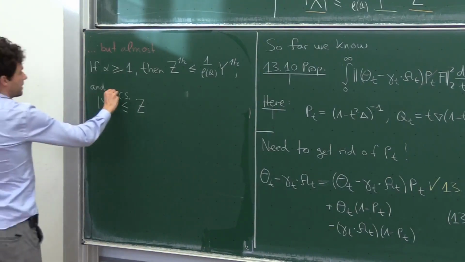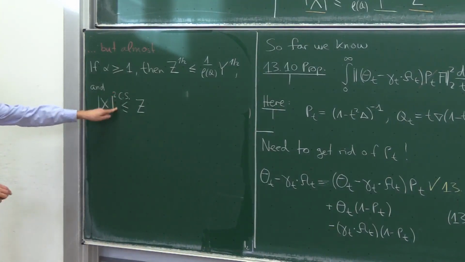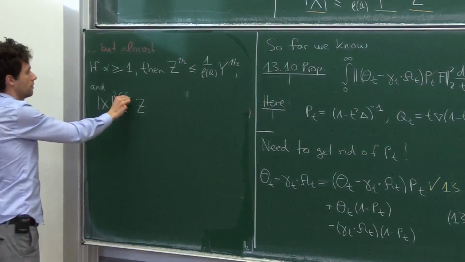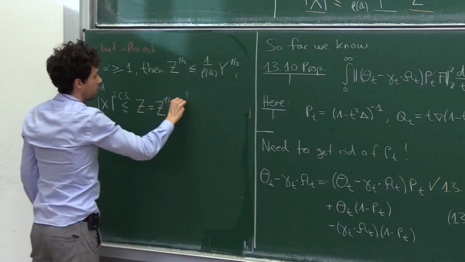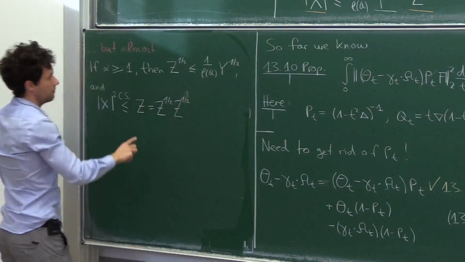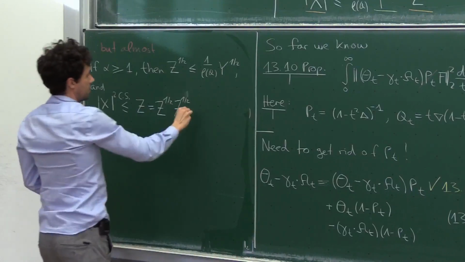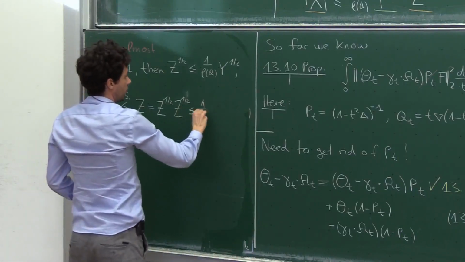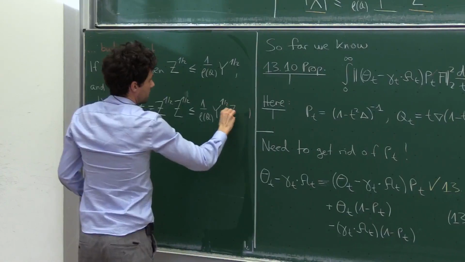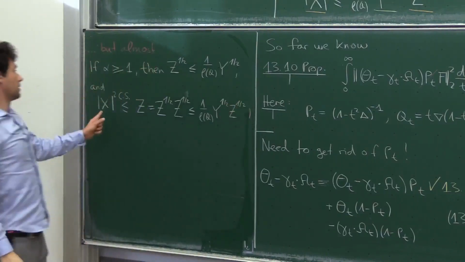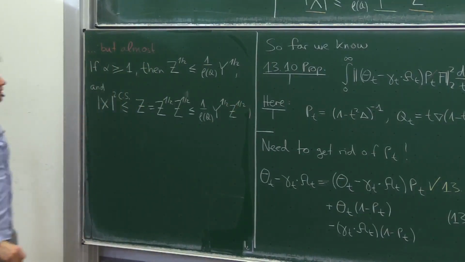X squared in absolute value is less than z. Just put absolute values inside and then use your favorite inequality. Well, z is the same as c1 half times c1 half, and if I have this estimate, then I can bound it by 1 over length of cube times y1 half times c1 half. So I have the correct inequality directly.